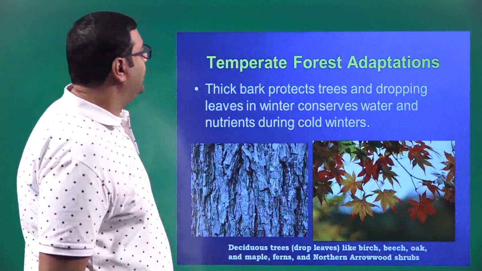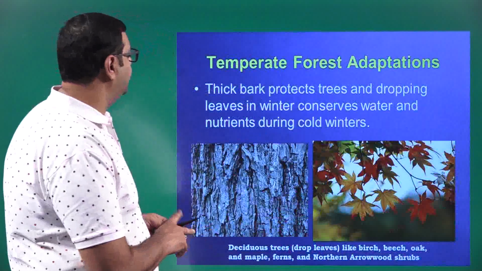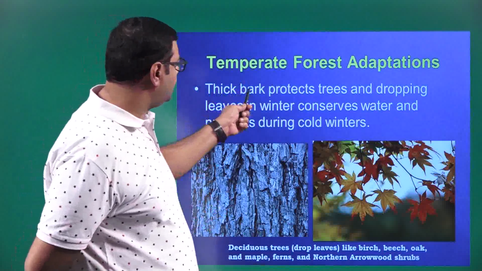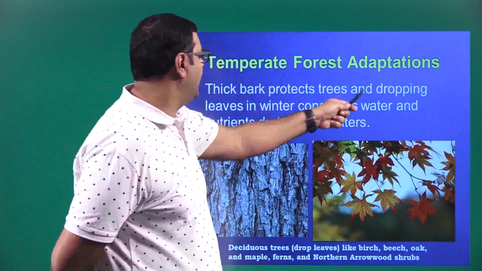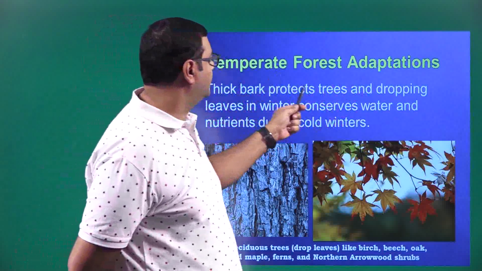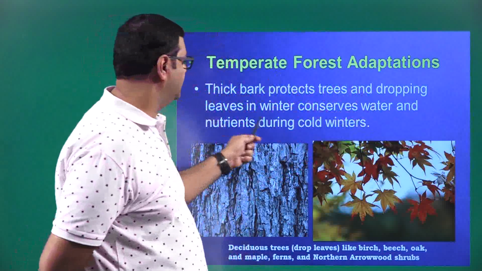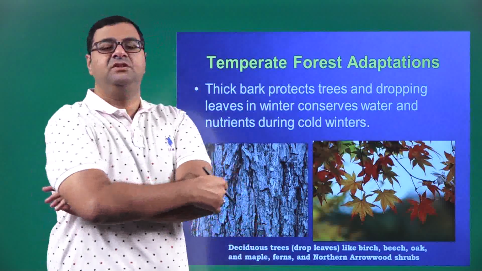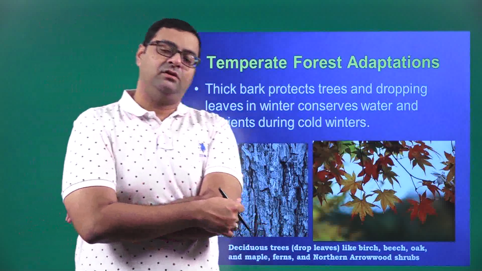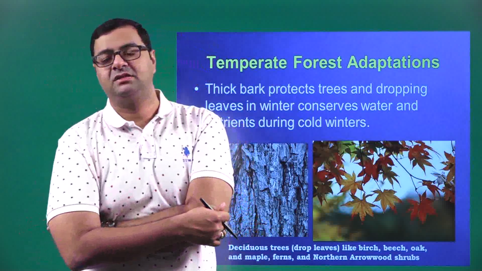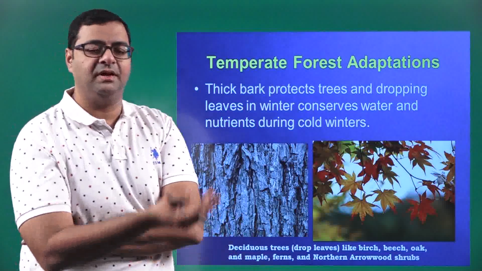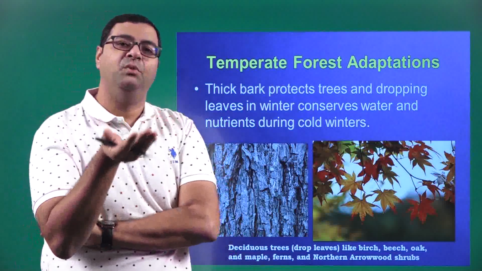Temperate forest adaptations. Next one is the temperate forest adaptations. Now, thick bark protects the trees and dropping leaves in winter conserves water and nutrients during the cold winters. So temperate forest means you have high summers, then also you have rains, you have spring season, summer, rainy, winter season.